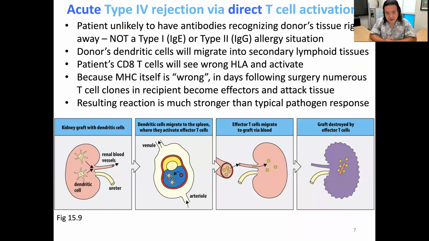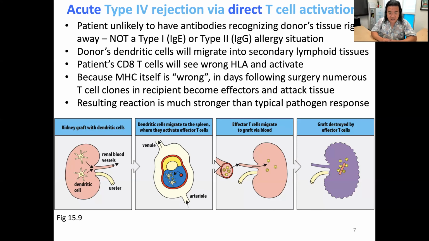So let's take another closer look at these two. Acute type 4 rejection via direct T cell activation has to do with the fact that the patient's very unlikely to have any antibodies pre-existing in their body that recognize the donor's tissue. Because we're not talking about a type 1 allergy response that would involve IgEs, or even a type 2 that would involve IgGs. Both of those situations imply that at some point in the past, you were exposed to these things and your immune system made a mistake, and that's why now you have these IgEs or IgGs.